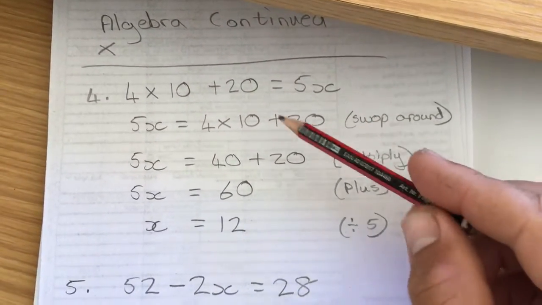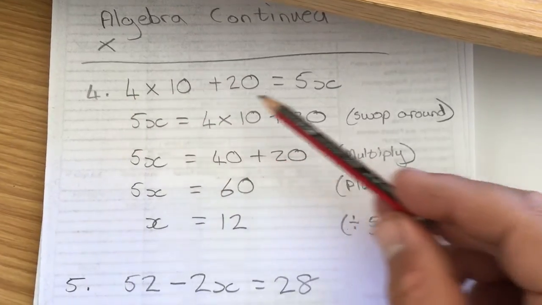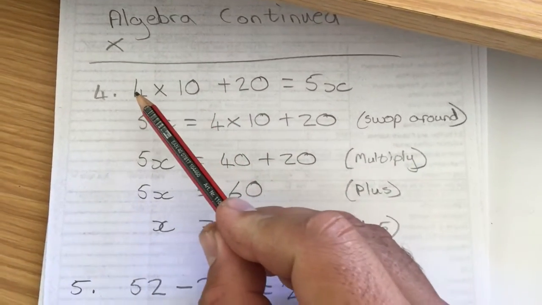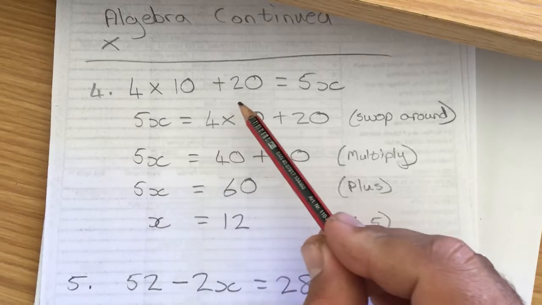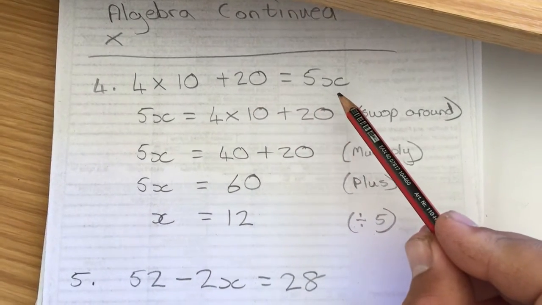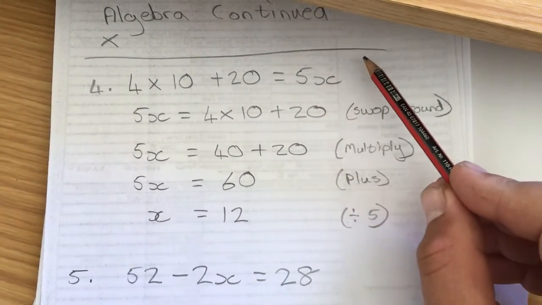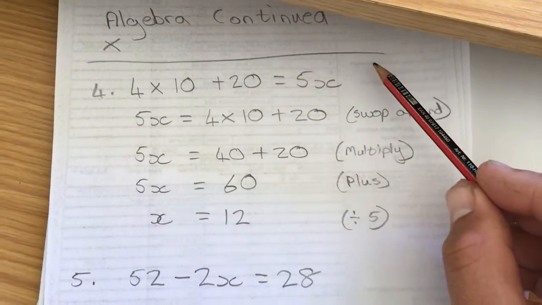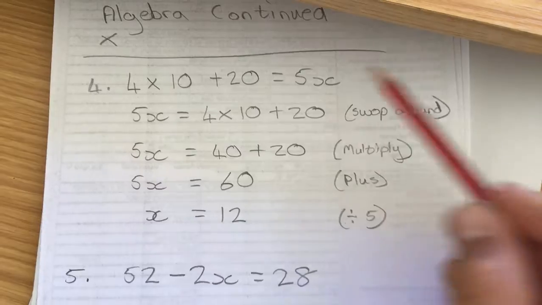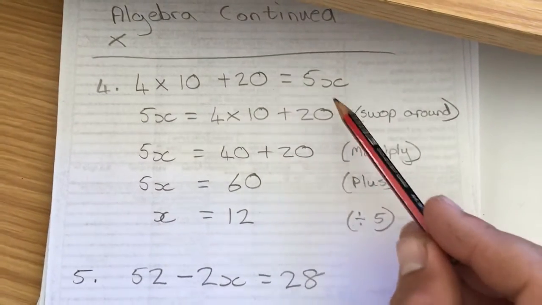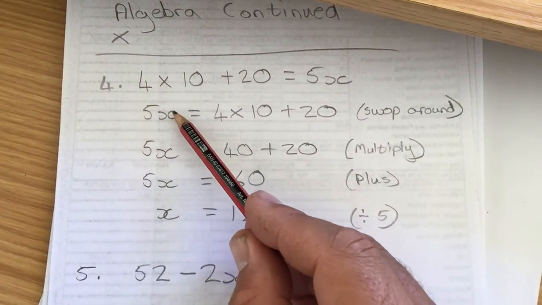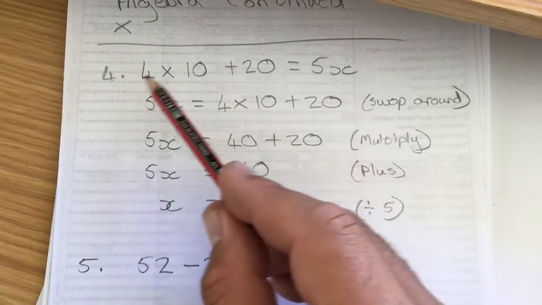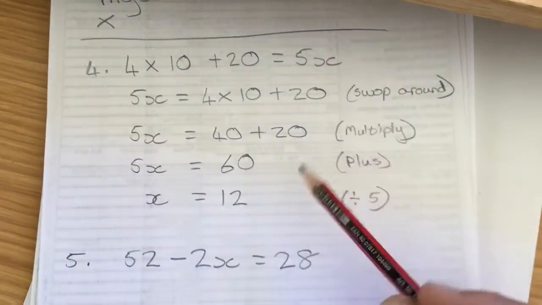I just wanted to give you a breakdown from last week's number 4 on how we worked it out. So the actual sum was 4 times 10 plus 20 equals 5x. Now the same as if I have 2 plus 3 equals 5, I can swap the whole thing around and say, well, 5 equals 2 plus 3. Doesn't matter which way around you write the sum. And it's always quite easy to have x equal something. So have your x's on the left and your numbers on the right.